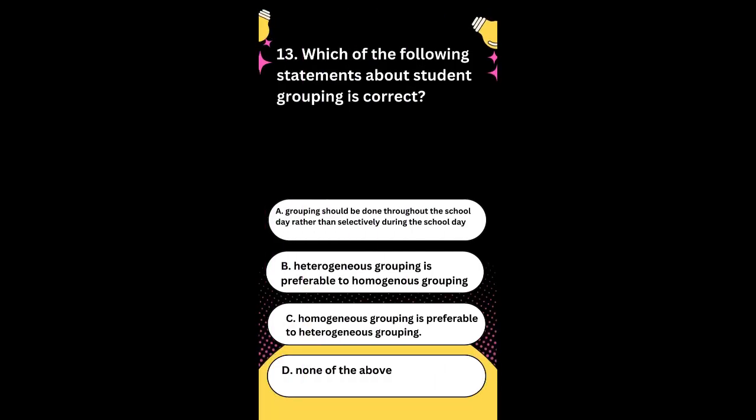13. Which of the following statements about student grouping is correct? A. Grouping should be done throughout the school day rather than selectively during the school day. B. Heterogeneous grouping is preferable to homogeneous grouping. C. Homogeneous grouping is preferable to heterogeneous grouping. D. None of the above.